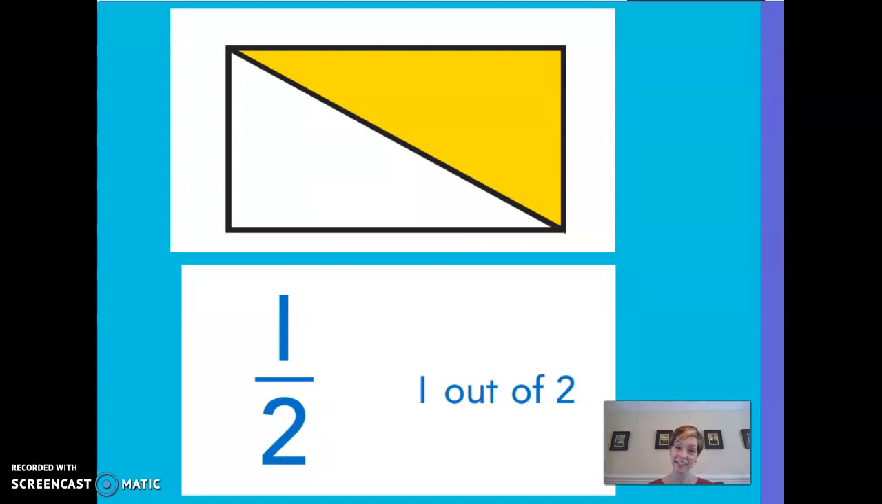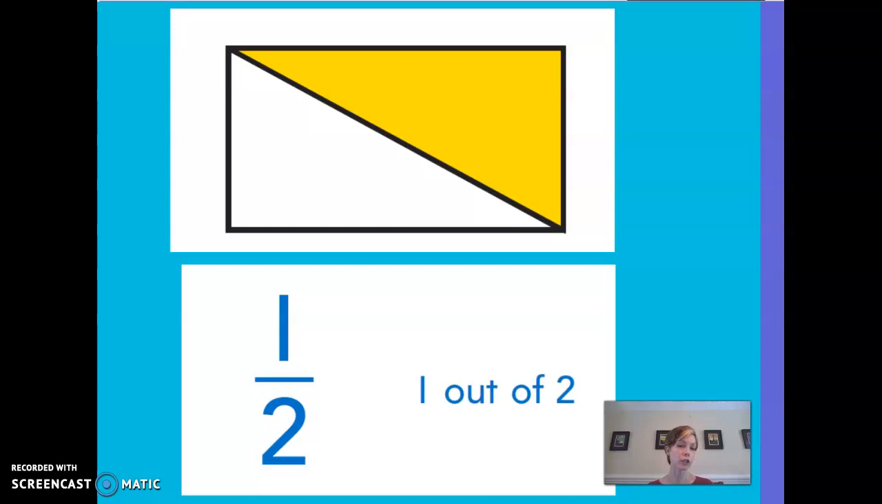The same thing with my rectangle. I've partitioned it into 2 equal parts. They're the same size. 1/2 of it is shaded yellow. That means 1 out of 2 equal parts is shaded.